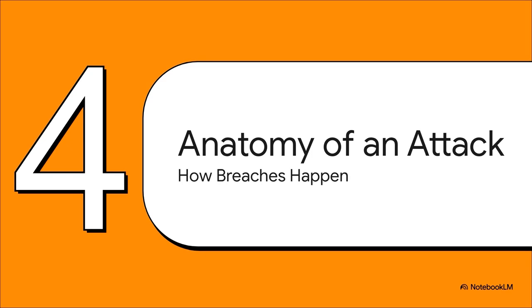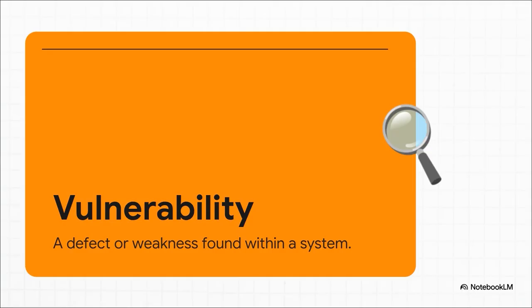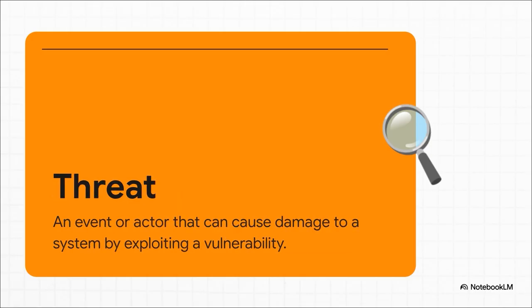Okay, so now we know who the attackers are and the kinds of tools in their toolkit. Let's look at the actual mechanics of an attack. How does a security breach happen? Well, it all comes down to the relationship between two really important concepts. First, you have to have a vulnerability. The best way to think of this is like a crack in a castle wall. It's a flaw in the software, a mistake in how something was set up, basically any weakness that creates an opening. And then you have a threat. So if the vulnerability is the crack in the wall, the threat is the army outside that's ready to pour through it. A threat is the person or the event that could actually use that weakness to cause harm.